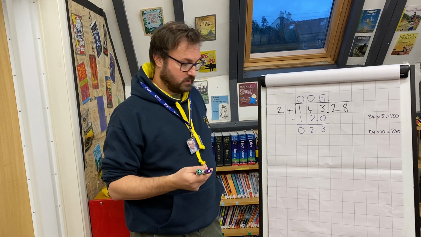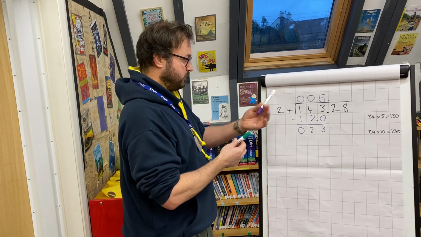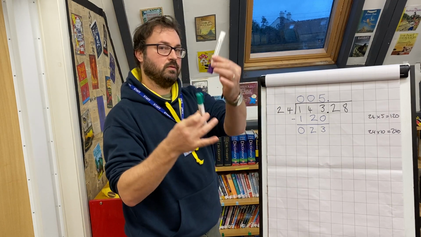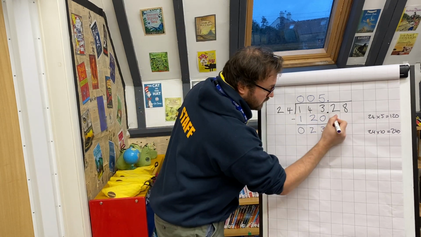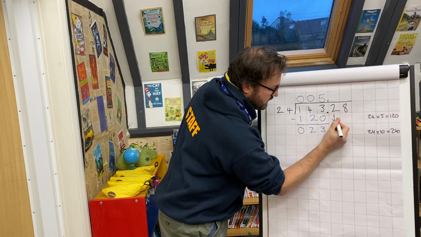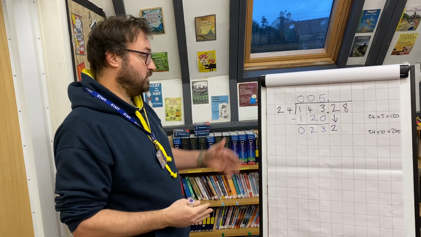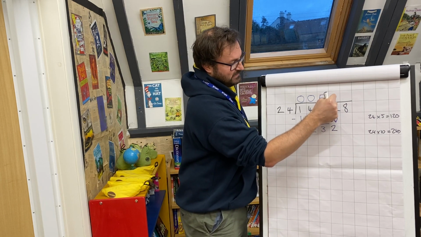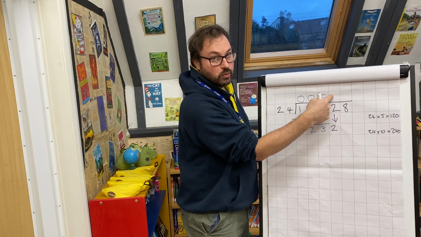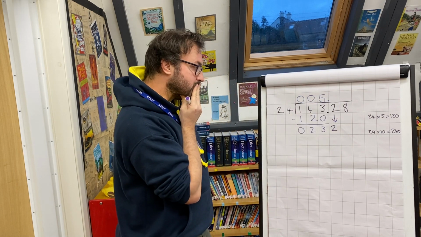This is what I do. Different colour pen, don't need blue anymore. Green or purple? No, purple. So, I draw an arrow and I bring the next digit down. Okay. And then we go through the same process again to find out what digit goes in the tenths column of our quotient. That's the number on the top.